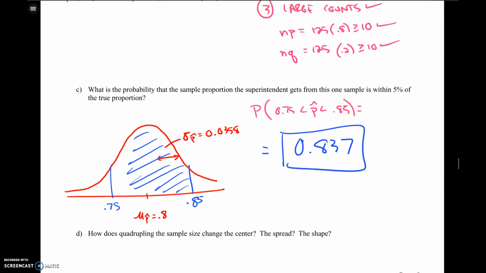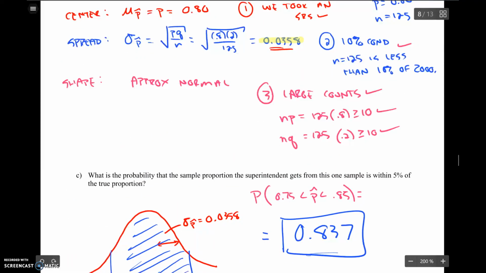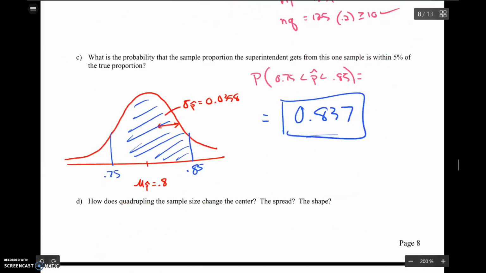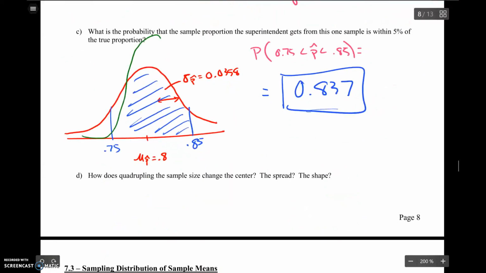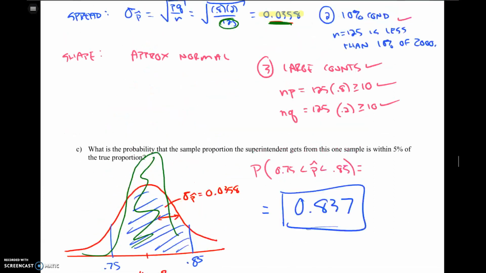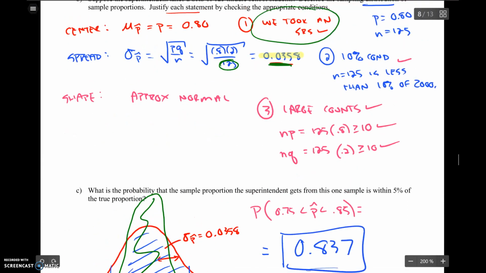Now, if that's not good enough, if she wants to be more assured that she's going to be within 5 percentage points, then she's going to need to kick up that sample size. She kicks up that sample size, makes this number bigger, makes this number smaller, tightens up this distribution, and now she'll be more likely to be within 5 percentage points. That's the advantage of taking larger samples, right? As long as they're good samples.